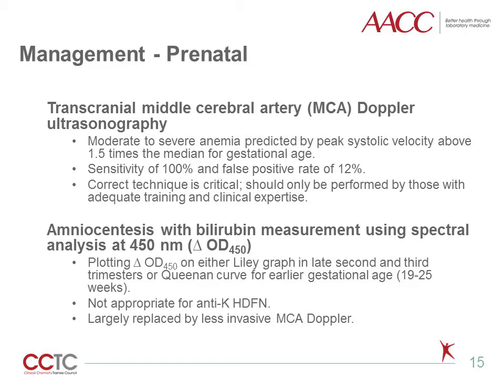MCA Doppler ultrasonography has largely replaced amniocentesis with bilirubin measurement using spectral analysis at 450 nanometers. The Delta OD450 is still sometimes performed, however, and involves plotting the change in optical density at 450 nanometers on either a Liley graph in the late 2nd and 3rd trimester or the Queenan curve for earlier gestational age pregnancies, 19 to 25 weeks. This test is not appropriate for anti-Big K HDFN.